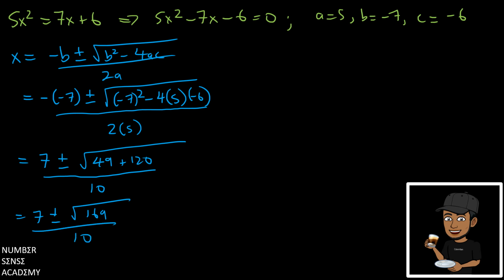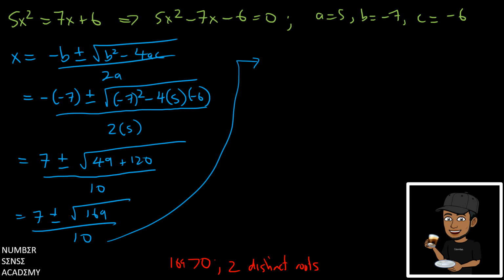So quickly, we know that 169 is greater than 0, so we're expecting 2 distinct roots. Let's see what happens. So let me just continue over here. I have negative, nope, it's positive 7. My apologies. So it's 7 plus or minus 13 over 10.